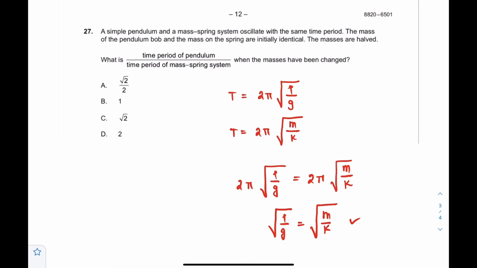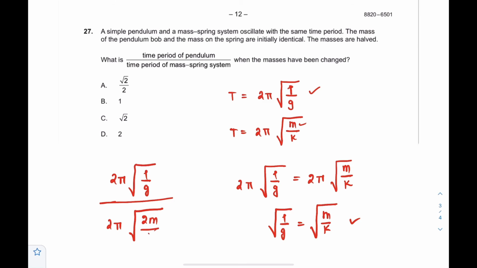And now the masses are halved. What is the time period of the pendulum divided by the time period of the spring mass system when the masses have been changed? Okay, so when the mass has been changed, what is the time period of the pendulum? It will still remain the same. Why? Because the time period of the pendulum does not depend upon the mass. It depends upon the length of the pendulum and the value of gravitational acceleration, right? So the time period of the pendulum is 2 pi root of L by g, okay, divided by, okay? What is the time period of the spring mass system? So instead of m over here we'll have 2m, right? So that means 2 pi root over 2m by k, okay?